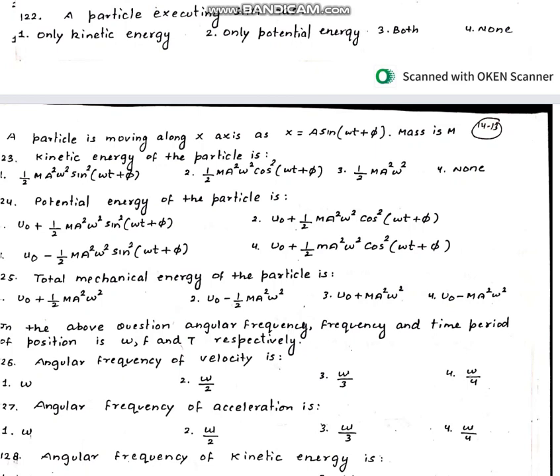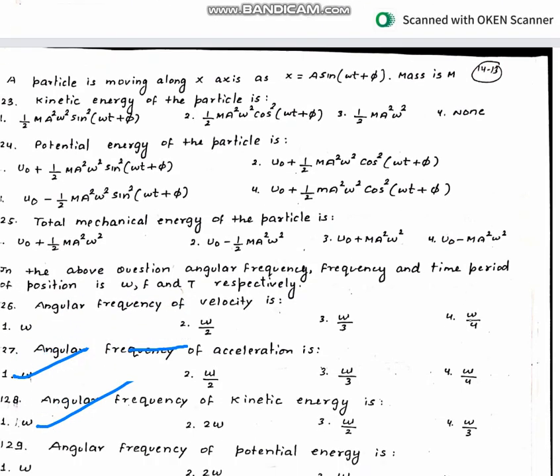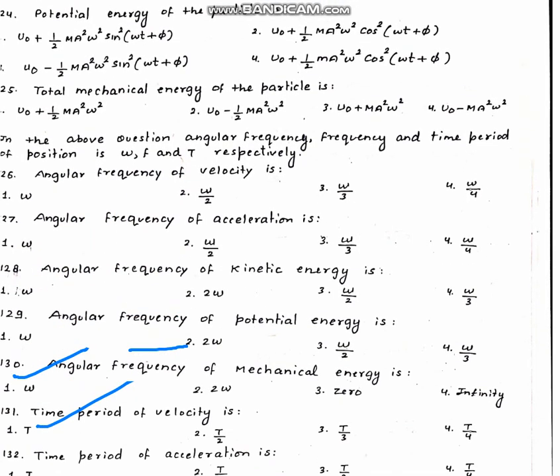So next one, now we have angular frequency and time period as omega, f and T. So angular frequency of velocity is the same, acceleration also has the same, but angular frequency of the kinetic energy is double as the function is cos square. Let's say cos square omega t can be simplified as (1 plus cos 2 omega t) by 2.